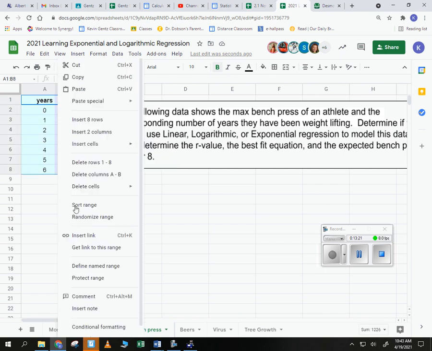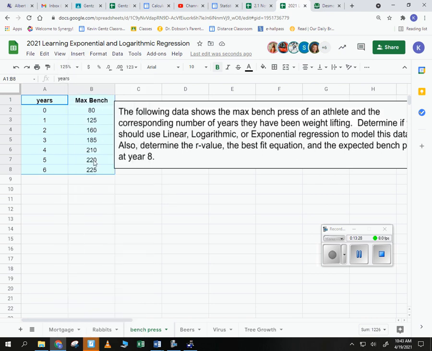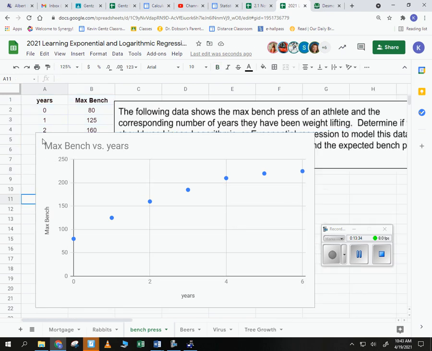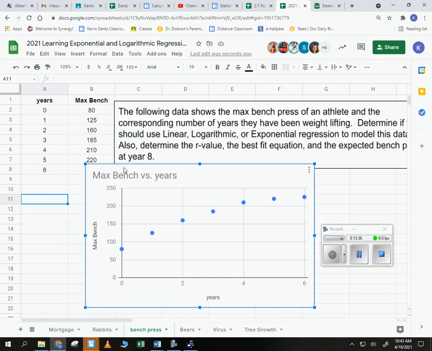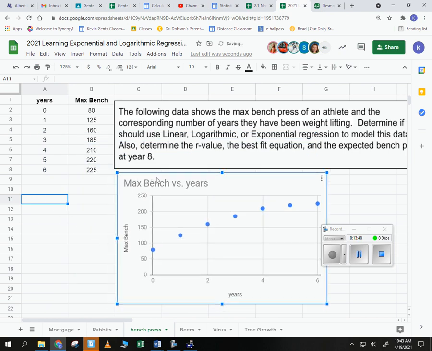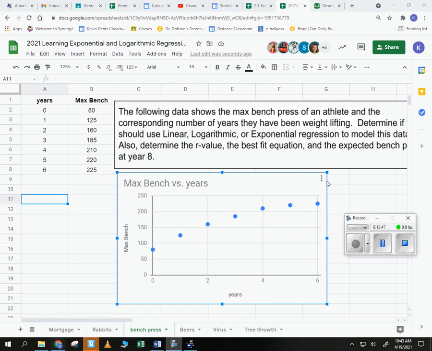Let's graph it. So we're going to insert a chart. Does it look like it kind of plateaus off? It does. So some people might choose linear growth here because it does look like a line would fit that relatively well, but you have to think about the situation that's existing. We would expect that weightlifting would tend to plateau in that way.